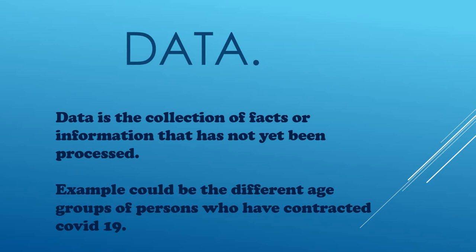Let's say you are a biology student and you've been asked by your teacher to go to the field and gather data on the different species of trees in a garden. The data that you have acquired from the garden is your information, and you are presenting that information to the lecturer or the teacher. Whatever the lecturer uses that data for, he is using it as his data, whilst to you, it is information. An example could be the different age groups of persons who have contracted COVID-19.